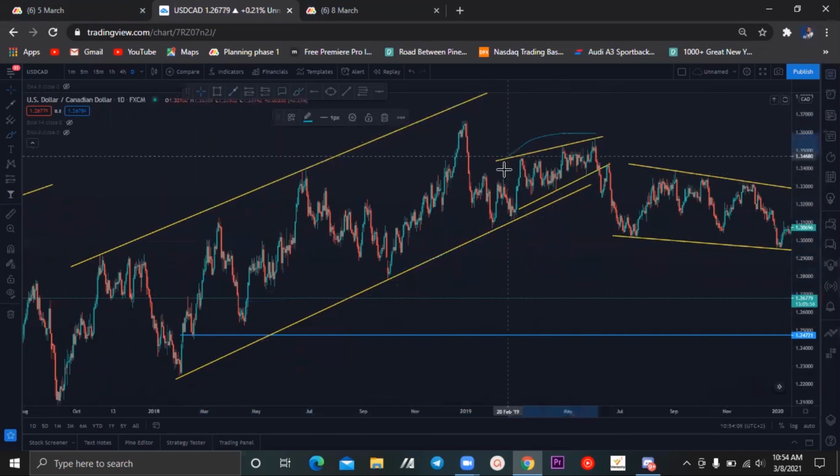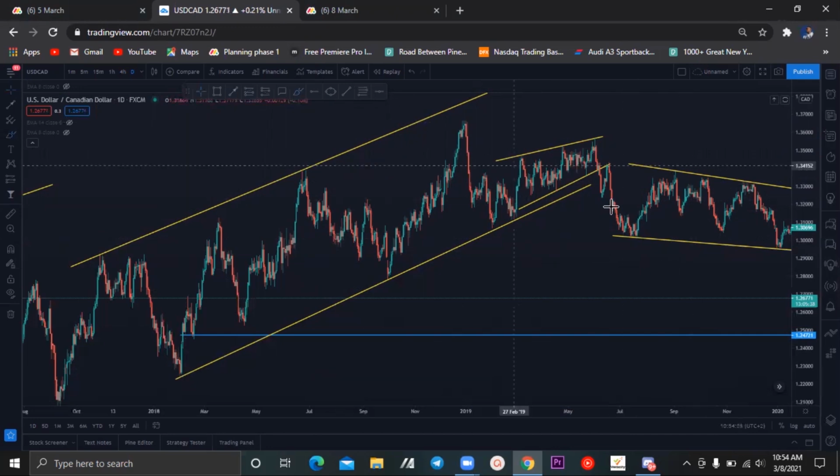Then, as you can see here, the market shot to the downside, then formed this continuation pattern, and then it completed this continuation pattern. Once price completed this continuation pattern, it can decide to go sideways, it can continue until the 90% rule of this, or it can change direction.